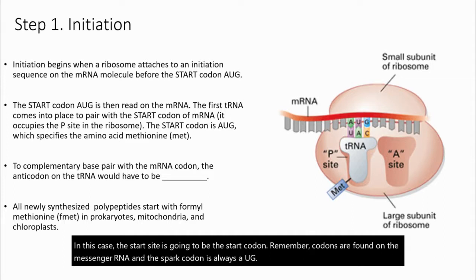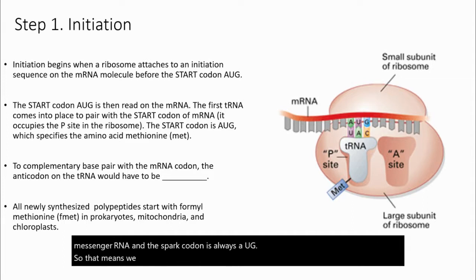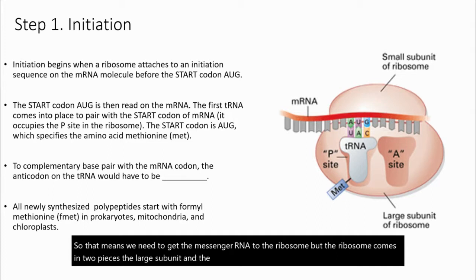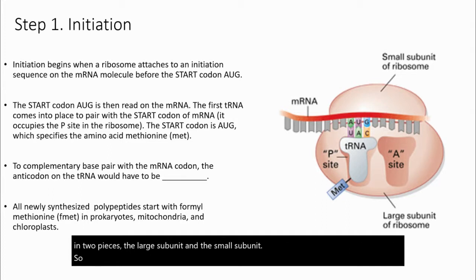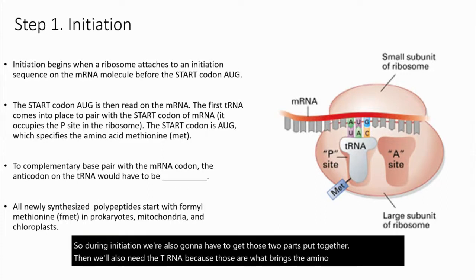So that means we need to get the messenger RNA to the ribosome, but the ribosome comes in two pieces, the large subunit and the small subunit. So during initiation, we're also going to have to get those two parts put together. Then we'll also need the tRNA because those are what brings the amino acids to the ribosome.